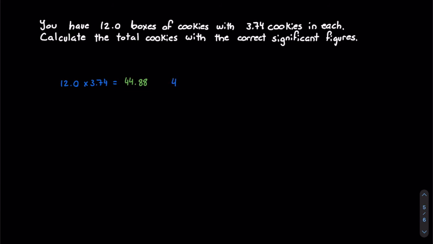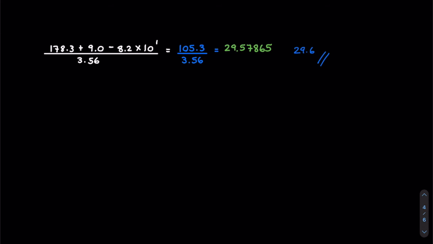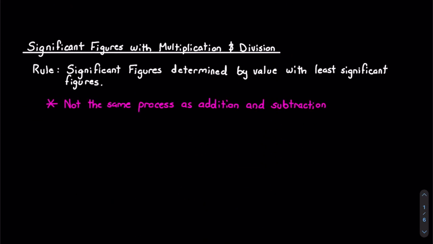Our final answer should be 44.9 in this case, to have 3 sig figs, and that'll be our total amount of cookies. So 44.9 cookies with the correct amount of significant figures. So again, just remember to know the difference between the systems for multiplication and division and addition and subtraction, and you should be more than fine. So good luck.